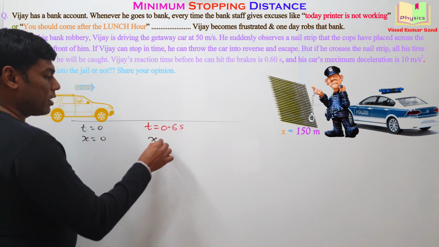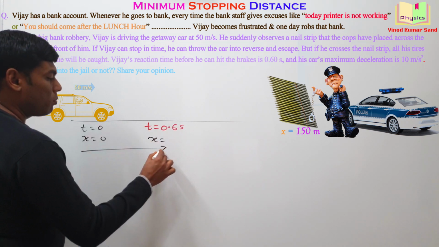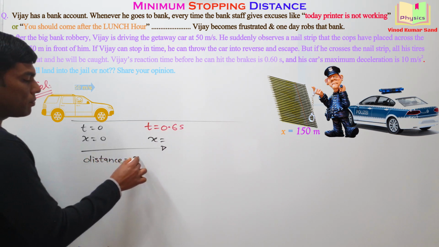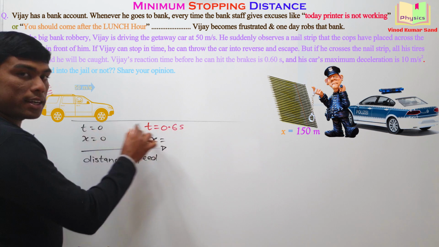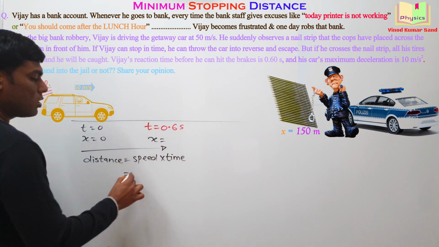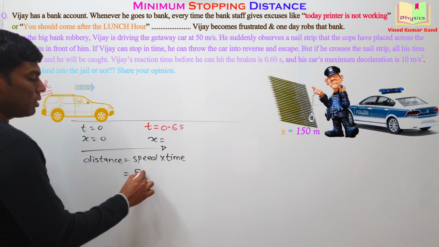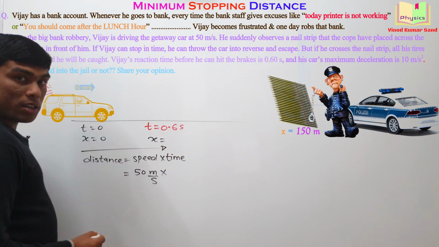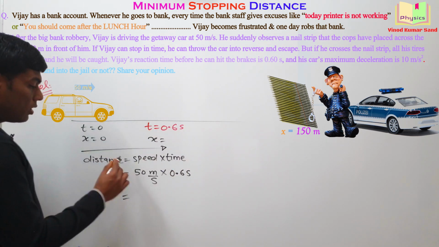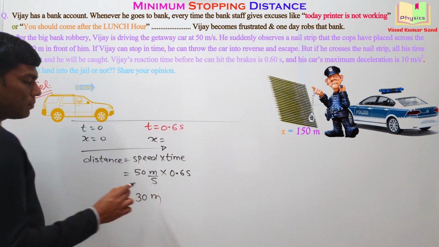So this x coordinate I can determine using the formula distance is equal to speed into time, because during the reaction time the speed of the car will remain constant. How much is the speed of the car? 50 meter per second. How much is the time interval available? 0.6 second. Doing this computation we get 30 meter.